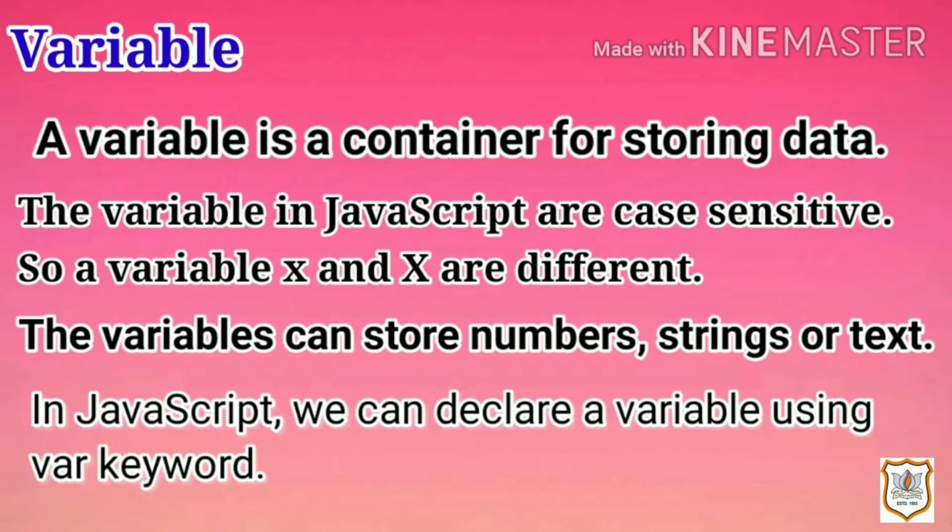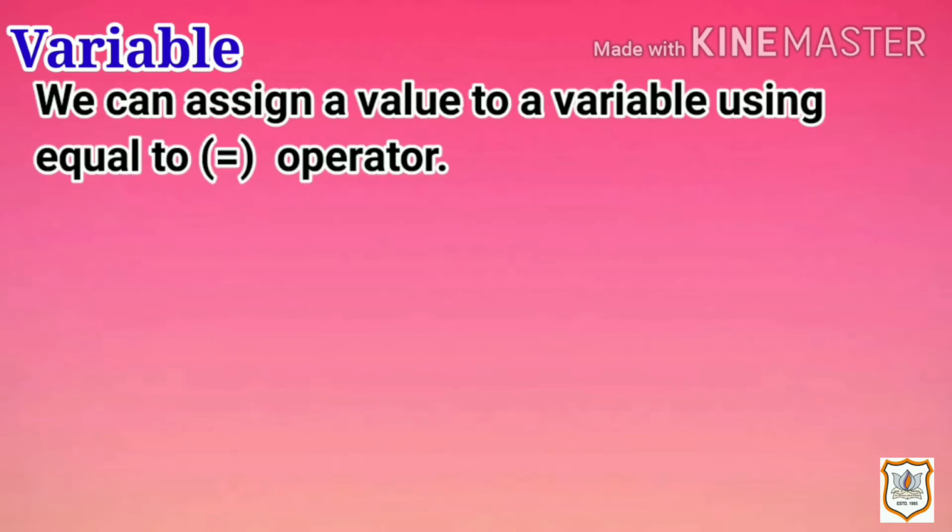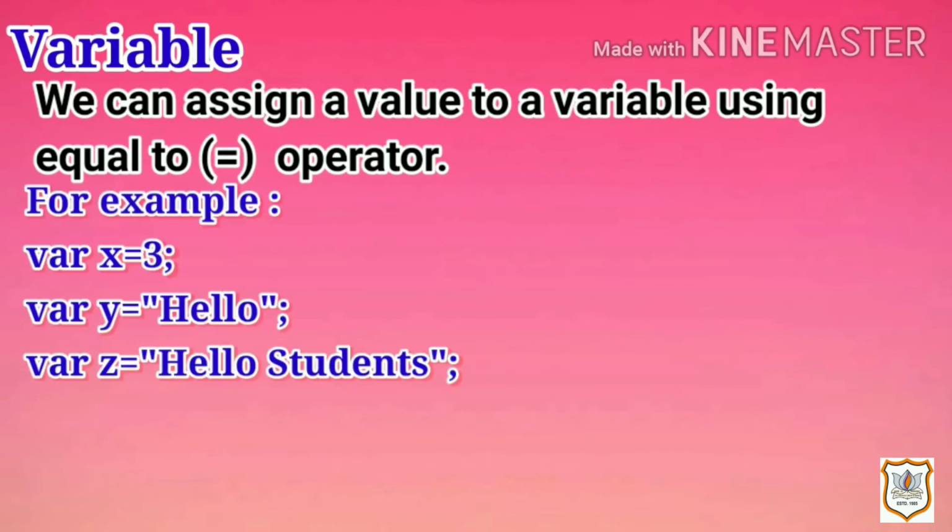In JavaScript, we can declare a variable using var keyword. We can assign a value to a variable using equal to operator. For example, var x equal to 3, it means variable can store numbers. Next, var y equal to hello, var z equal to hello students, it means variable can store strings or text.